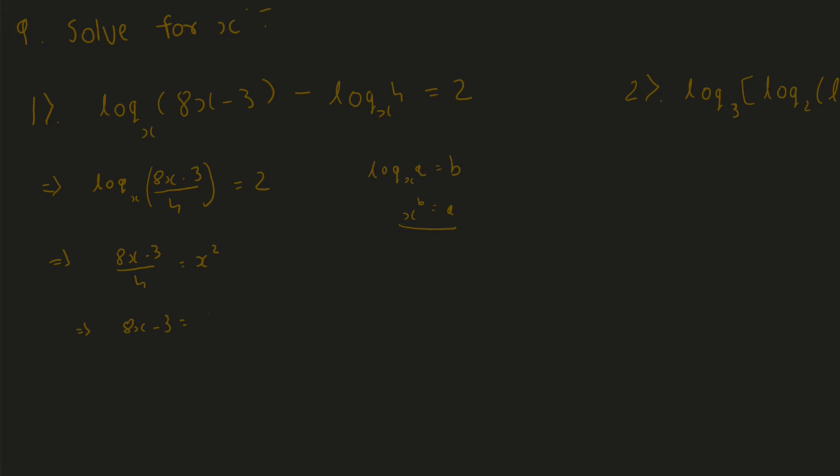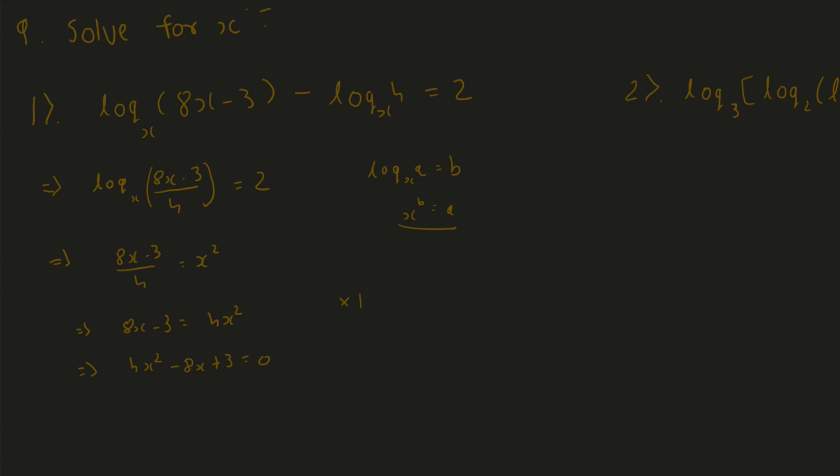Cross multiplying, we get 8x minus 3 is equal to 4x squared. Taking all the terms on one side, we can write this as 4x squared minus 8x plus 3 equals 0. Here we get a quadratic equation which can be solved very easily.